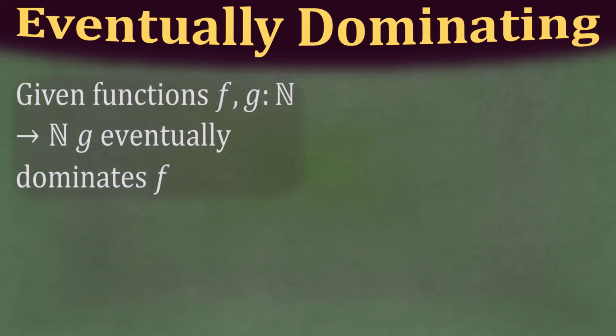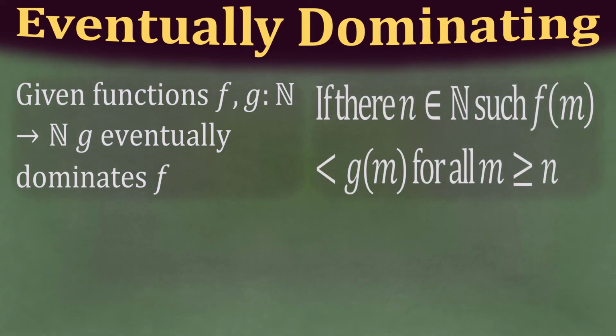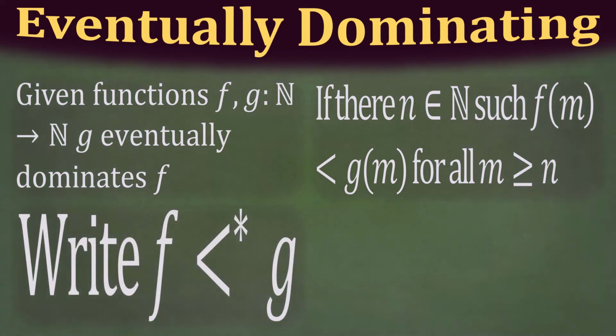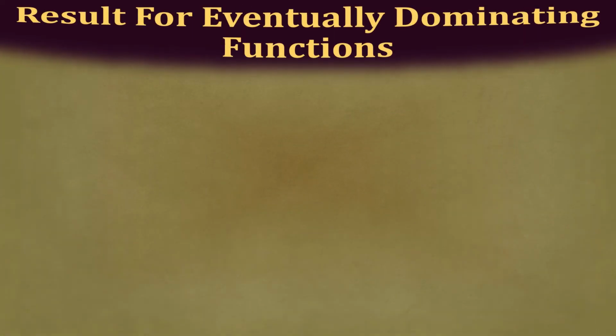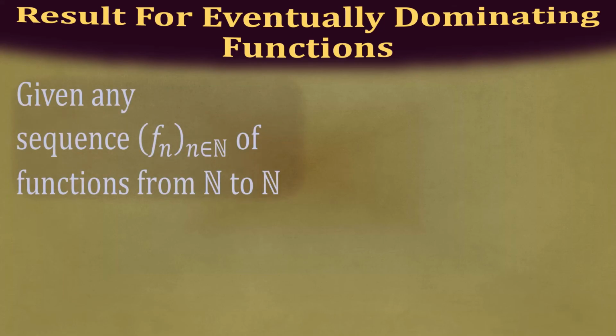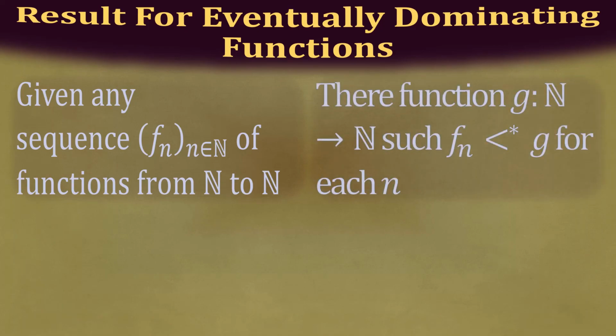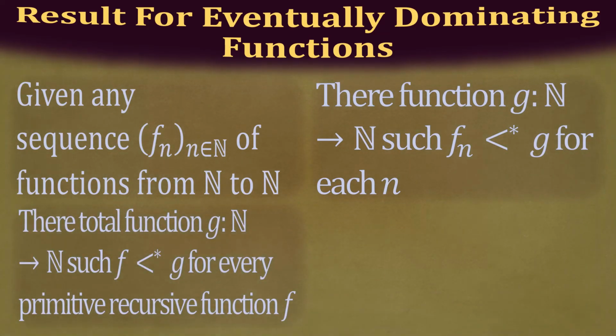Now let's define being eventually dominating. Given functions f and g from the naturals to the naturals, let us say g eventually dominates f if there is some n in the naturals such that f of m is less than g of m for all m greater than or equal to n. We write f less than star g. Hence, let's give a result for eventually dominating functions. Given any sequence fn with n in the naturals of functions from the naturals to the naturals, there is a function g from the naturals to the naturals such that fn is less than star g for each n. Also, there is a total function g from the naturals to the naturals such that f is less than star g for every primitive recursive function f.